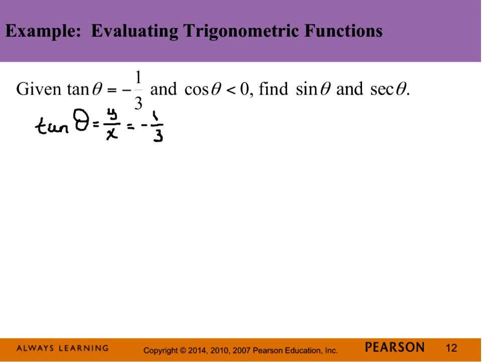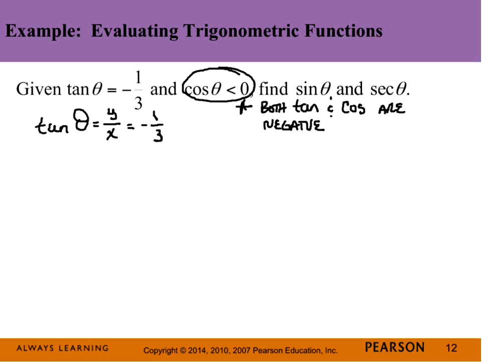And if that's equal to negative 1/3, before we know which value, x or y, was actually the negative one, we have to do a little bit of thinking. Off to the side here, both tangent and cosine are negative, because we're told that the cosine's negative here. Both tangent and cosine are negative when theta lies in quadrant 3.